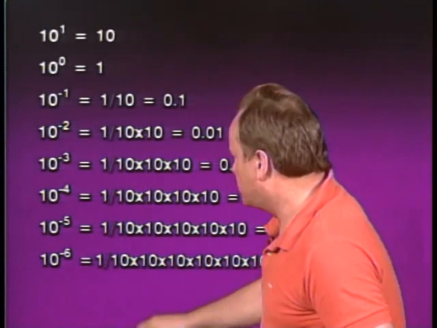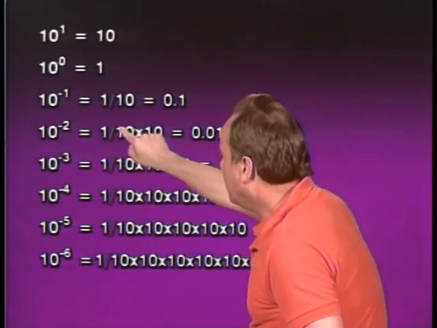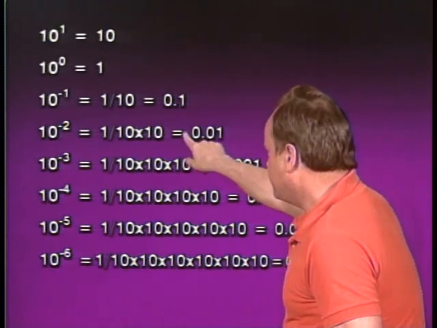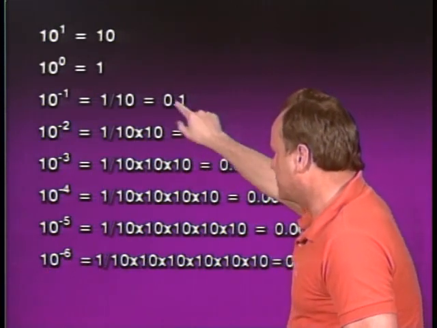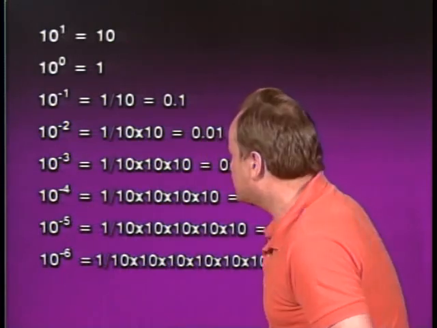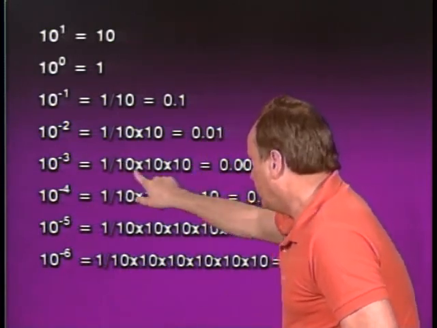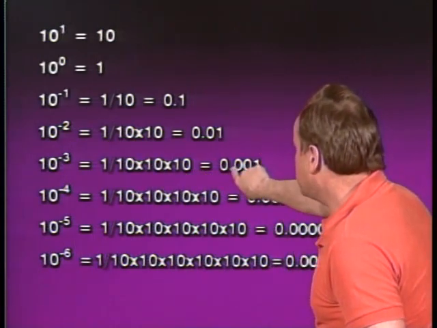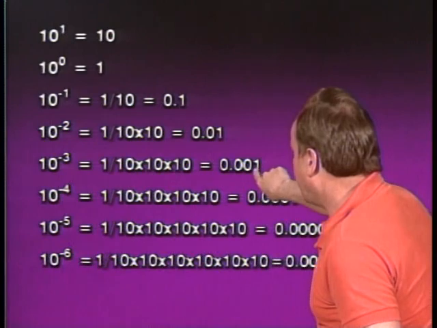10 to the minus 2 power is 1 divided by 10 times 10, or 1 divided by 100, and that's written as 0.01 or 1/100th. This is a tenth, this is a hundredth. 10 to the minus 3 power, you're getting on to this, is 1 divided by 10 times 10 times 10. And notice the digit that's important is the third one after the decimal point.